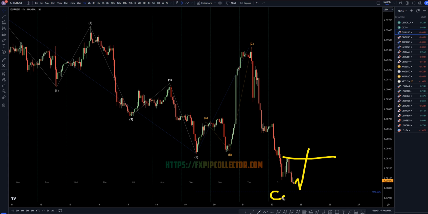So either it is a wave C and it's just going to turn into a complete trend reversal, or what I think is more likely is it's a wave 1 of a wave C to the downside, and this move up will probably be like a wave 2, and eventually it will go down for a wave 3.